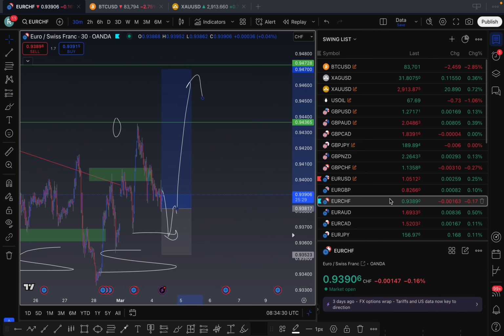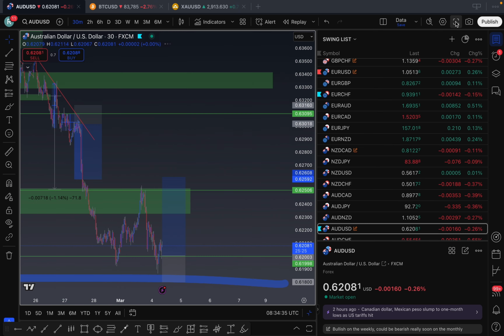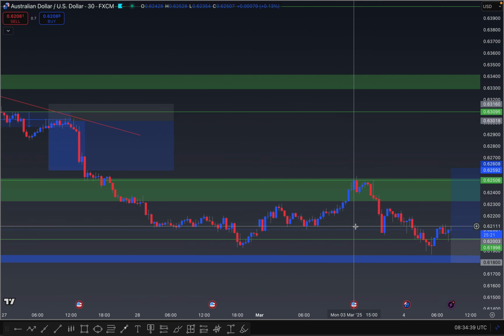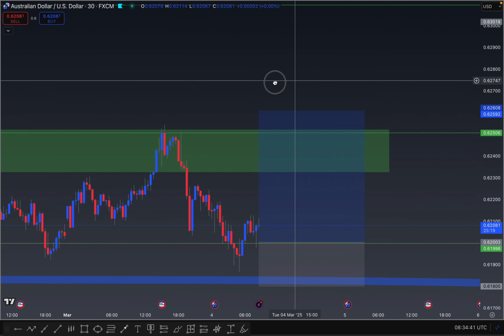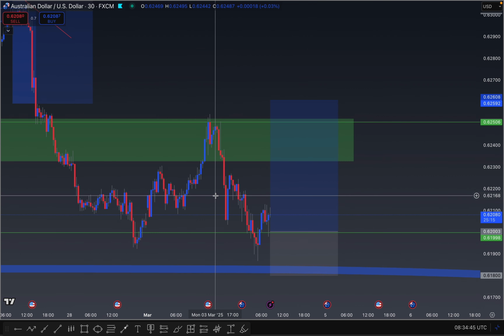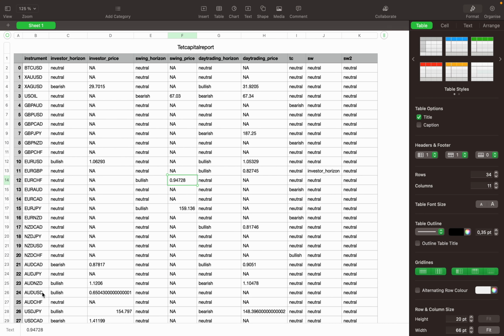AUD/USD. Let's have a look at AUD/USD. So where is it? For AUD/USD right here, let's go deep into it. Right there. I'm buying AUD/USD right now through to the upside for the following reasons. Now, if we look at the TET Capital report right here, we can see that AUD/USD is bullish from an investor horizon, it is neutral from a swing horizon, and it is neutral from a day trading horizon.